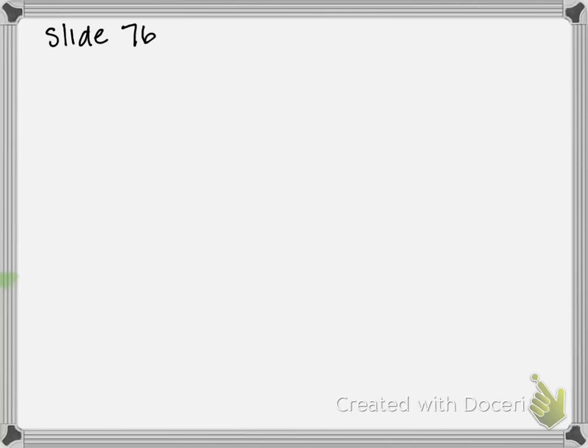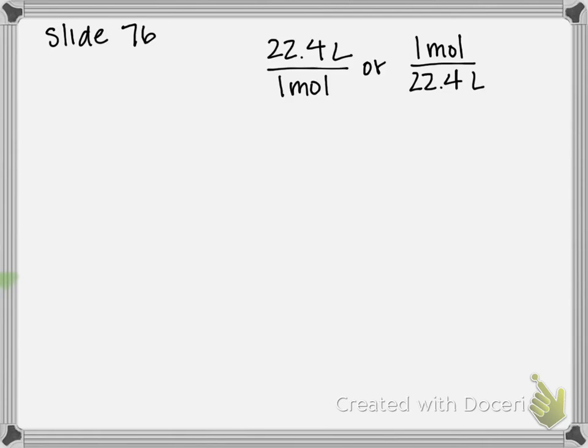And so knowing that number, we can actually write a conversion. There are 22.4 liters per 1 mole of gas. Or, depending on what type of conversion we want to do, 1 mole of gas contains 22.4 liters. Now this is only at STP. So when we're under those conditions, 22.4 liters of a gas are contained in 1 mole, or 1 mole of a gas contains 22.4 liters.